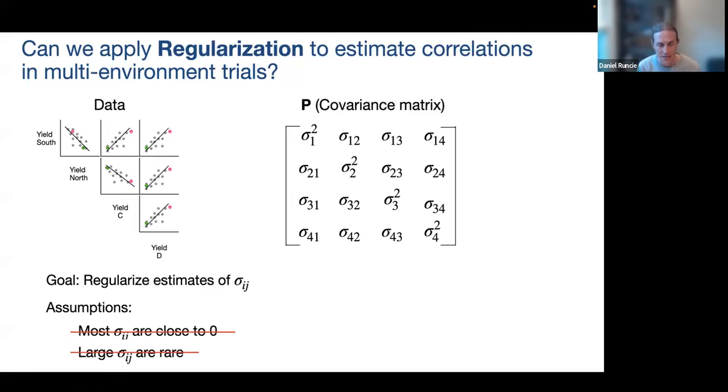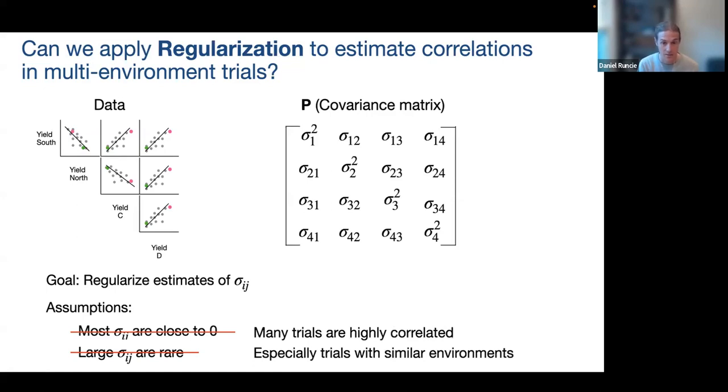That's because many trials are highly correlated. When you have trials in similar environments, or say the same trial in multiple years, we expect them to be highly correlated, especially when they're in similar environments. So these particular assumptions don't work, but we need to come up with another type of assumptions where we can get the same effect of regularization, but where we regularize towards large correlations instead of small ones.